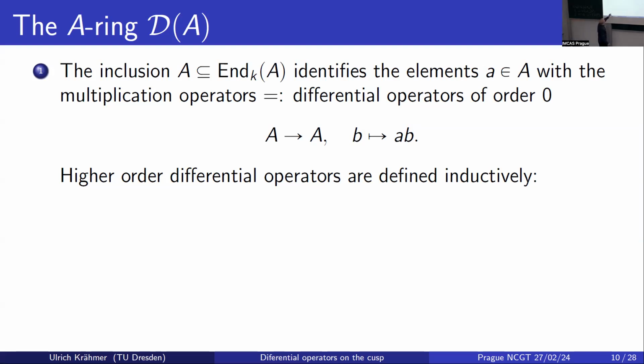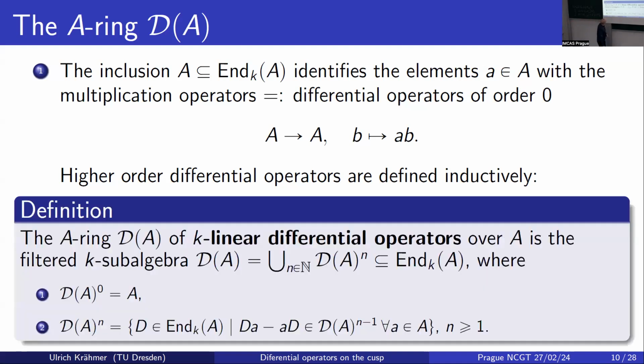Okay, so what are differential operators? Well, start with any commutative algebra A whatsoever over K. View A as a subring of the K-linear maps from A to A, the multiplication operators, the zeroth order differential operators. The maps which send an element B to A times B for a fixed element A. So in this way, we identify elements of capital A with K-linear maps from A to A.